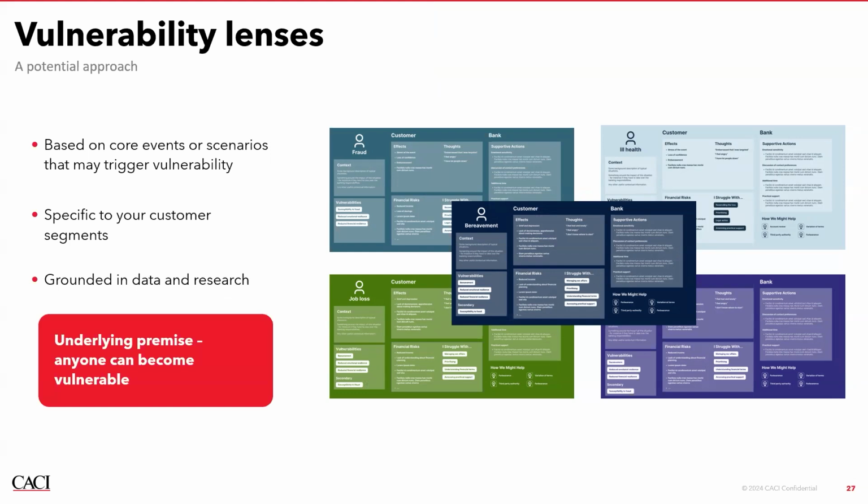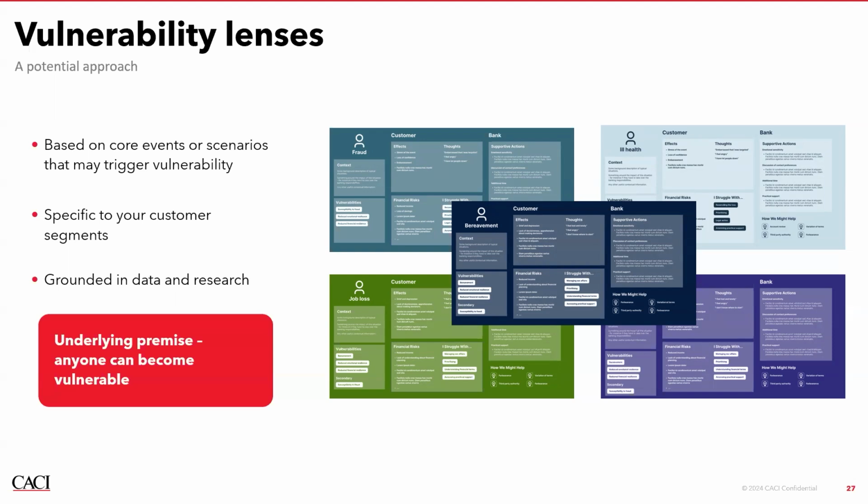So these are core events that may trigger vulnerability. They may look like personas, but are different from them as they're not specific to a particular customer segment, and do not include things like demographics, etc. And it's fundamentally grounded in the idea that anyone is at risk of becoming vulnerable. They're based on data and research, particularly qualitative research, and should reflect the vulnerability scenarios that are specific to your firm's customers and ones that may trigger the most financial and process impact.